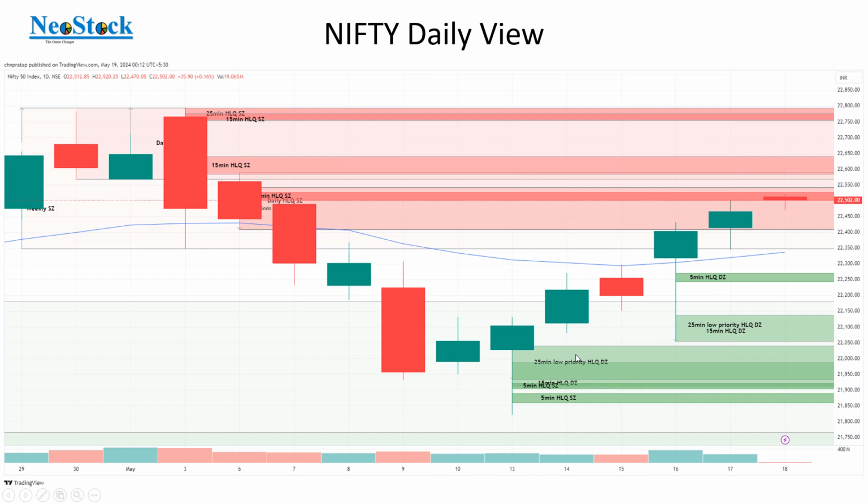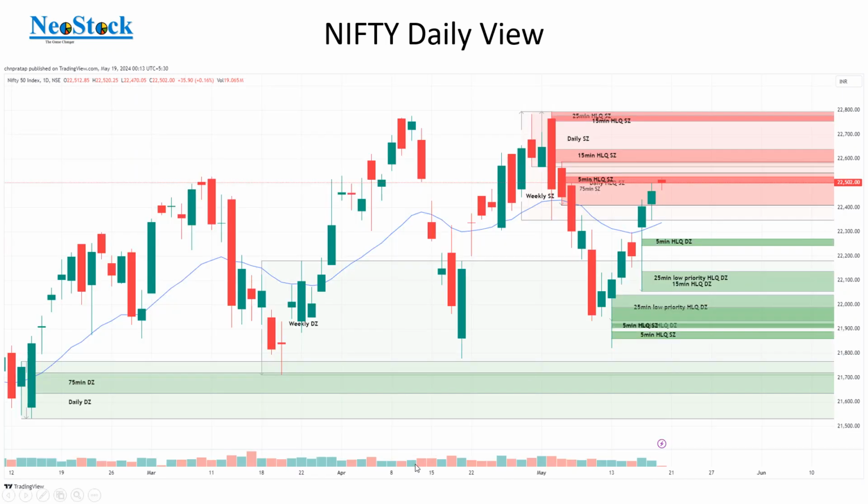This is a zoomed-in view. Let me zoom out and show you. See here, this is a daily zone having confluence with a weekly zone. This daily zone is responsible for the creation of the weekly zone. And above we have the weekly supply zone, and here we have the weekly demand zone.